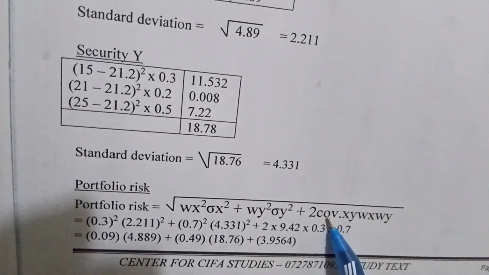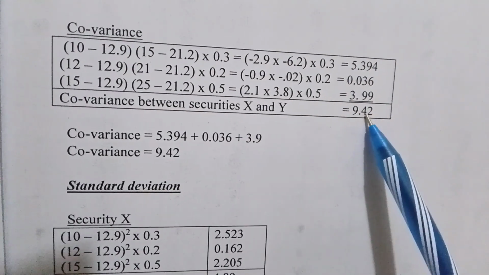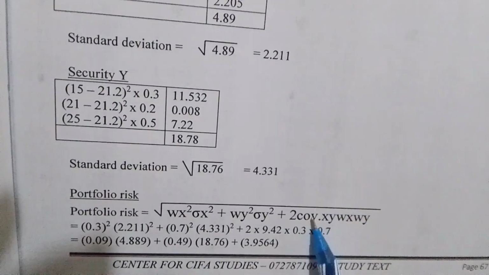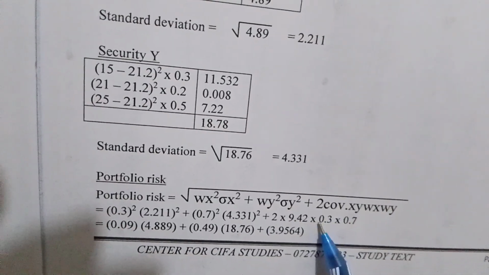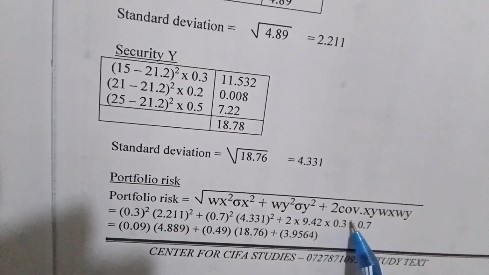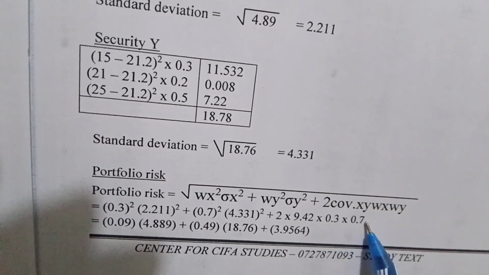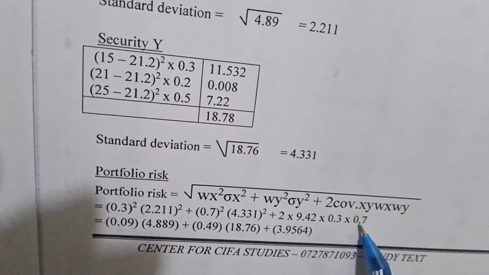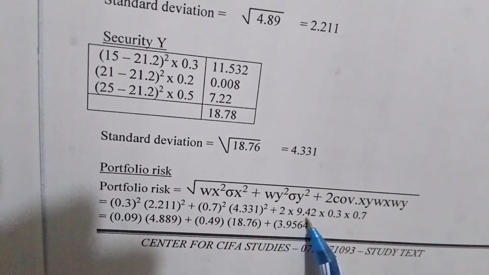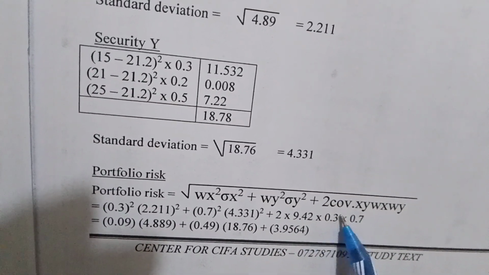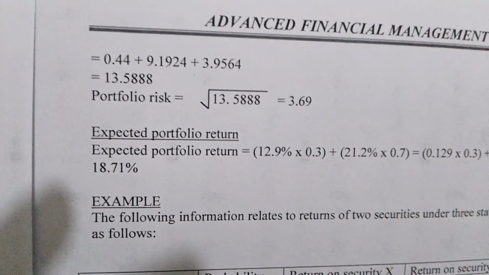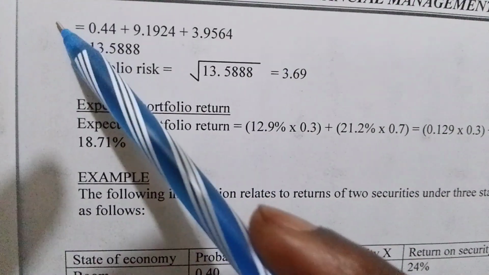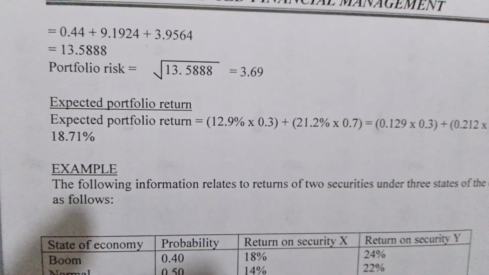We got our covariance is 9.42. This is our covariance, 9.42. So you are taking 2 times covariance of 9.42 times these weights now, 0.3 times 0.7. In other words, the 30% and the 70%, which you write in the form of decimals because you invested 30% in X and 70% in Y. So if you work that out, you get something like that. Portfolio risk, the square root of this number gives you 3.69. So that is the portfolio risk.